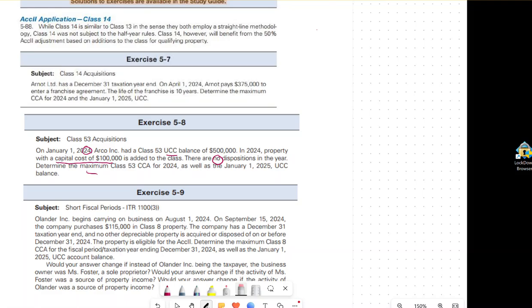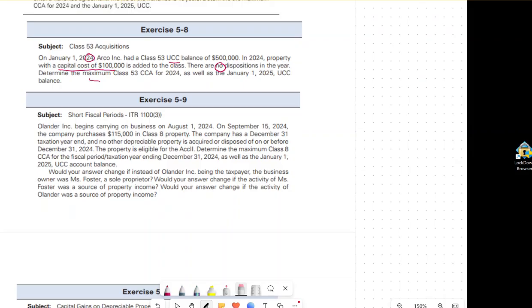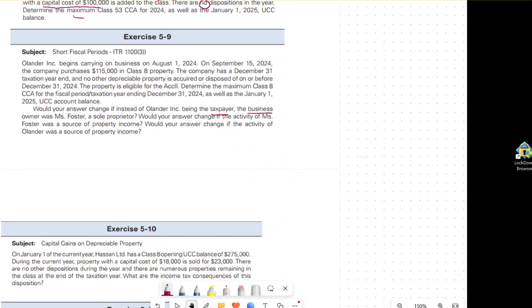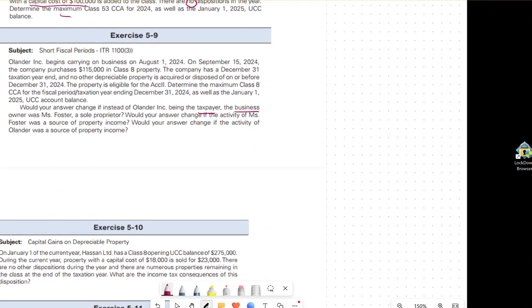So we're going to go to our next one. Our next one is explaining the taxation year for a short fiscal year. If we have a short fiscal year, one is the taxpayer and one is the business. So how is the impact going to be? First we do the business perspective, and then we'll do it from the individual perspective. So let's see what's happening with the question.